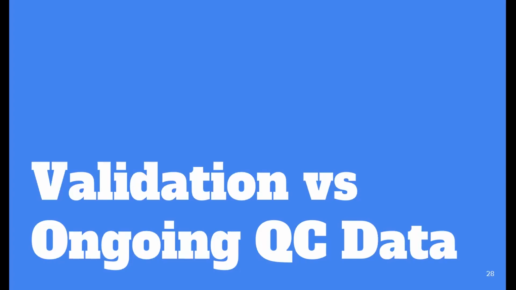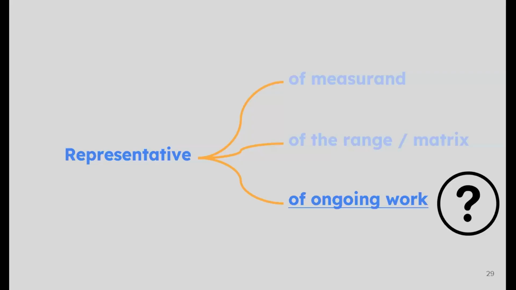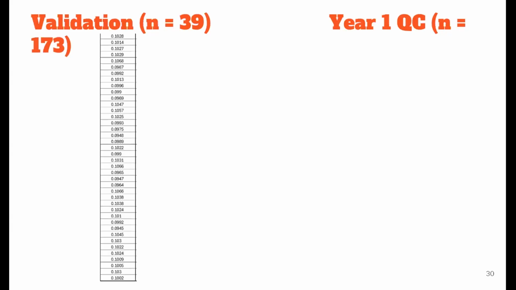What do I mean by that? We're saying that the data for type A inclusion and measurement uncertainty must be representative of ongoing work, right? And is validation representative of ongoing work? ASB already talks about this, but we're going to use some of these statistical concepts we learned about in earlier sessions to really drive this point home and to get a little practice using these skills that you've acquired.